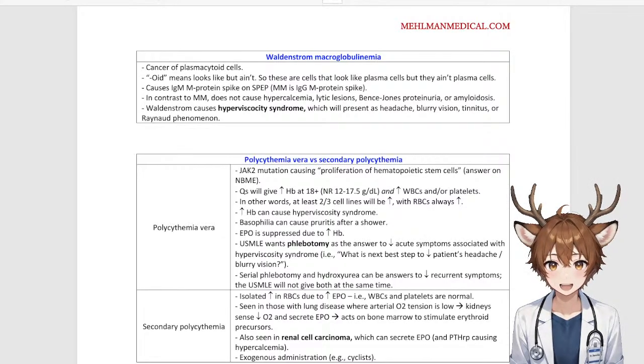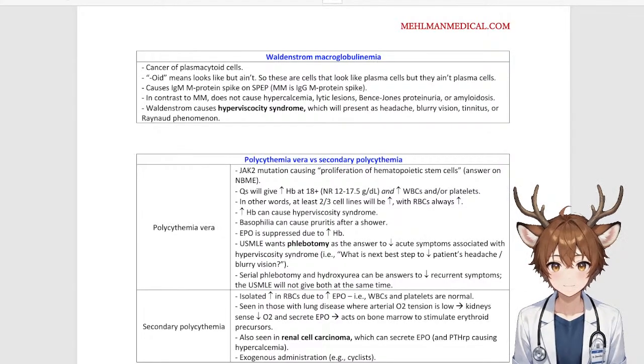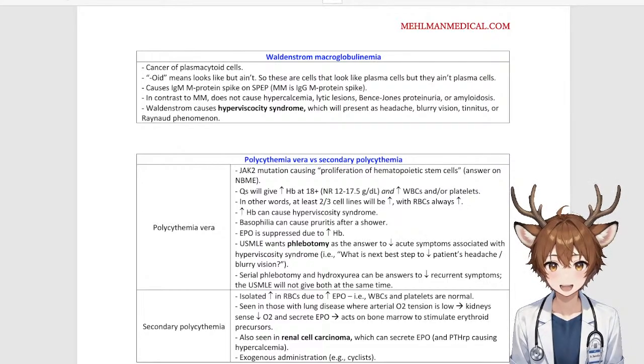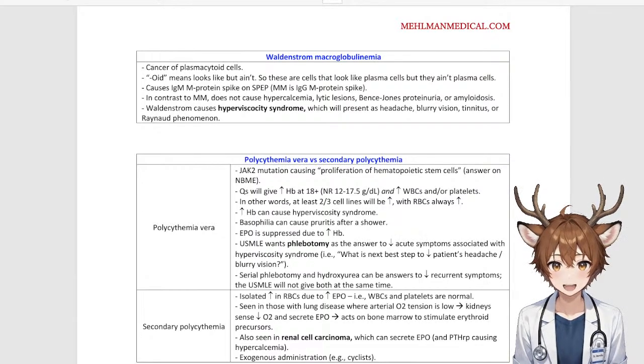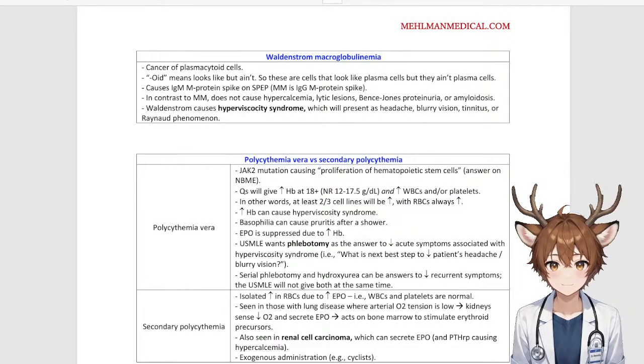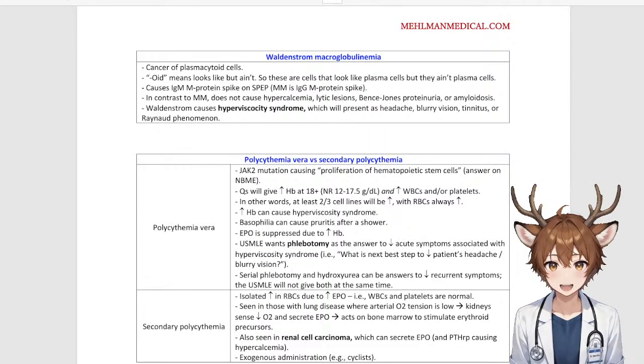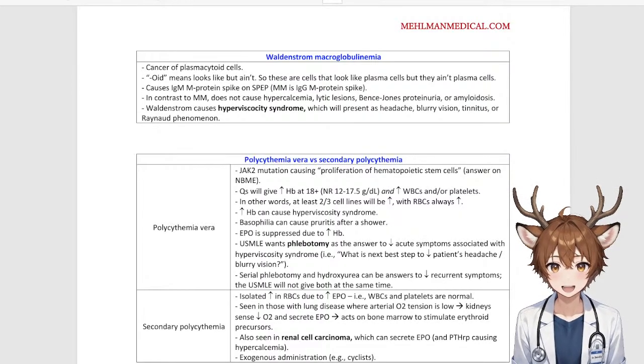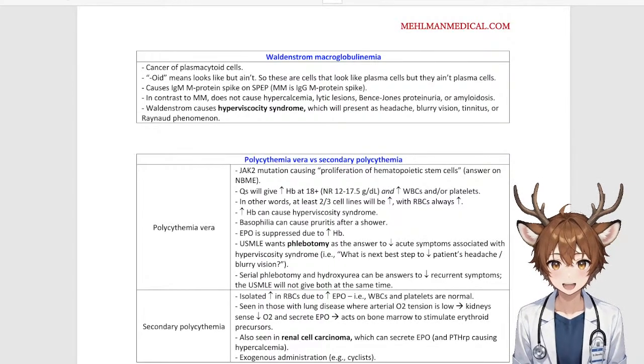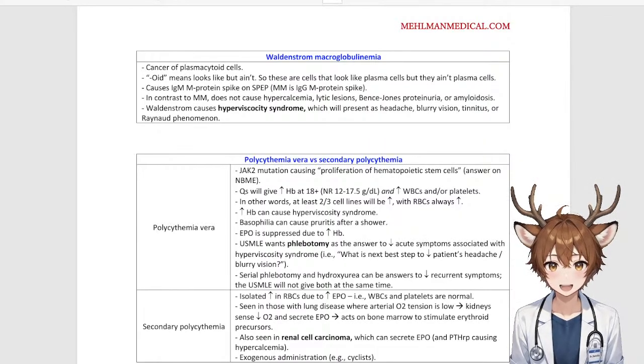So, Waldenstrom macroglobulinemia, cancer of plasmacytoid cells. Oid means like, but it's not. So these are cells that look like plasma cells, but they are not plasma cells. Causes IgM M protein spike on SPEP. Multiple myeloma is IgG M protein spike.